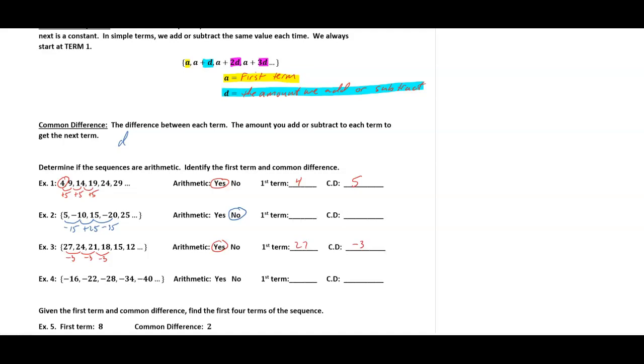And then the last one here. From negative 16 to negative 22, you have to remember I'm going backwards, so I'm going down 6. From negative 22 to negative 28, going down 6 again. So each time I'm going down 6. So yes, it's arithmetic. My first term is negative 16, and my common difference is negative 6.